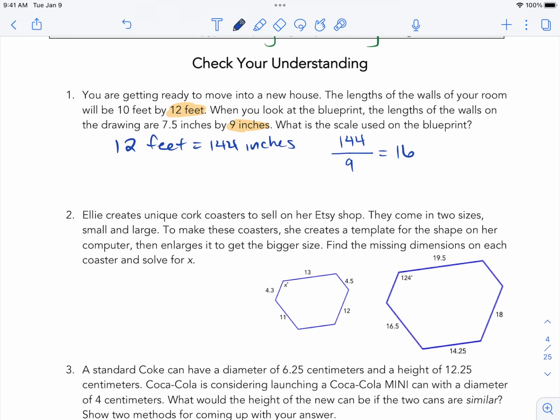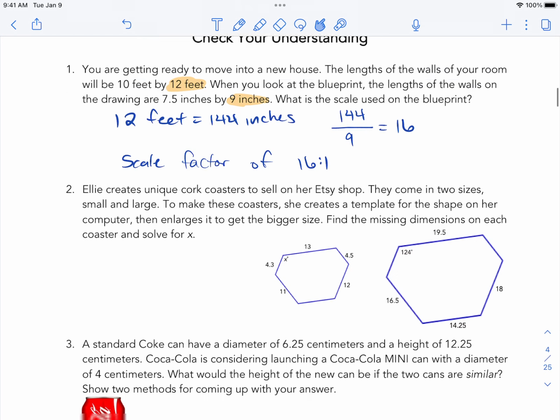And so what that means is it has a scale factor of 16 to 1, or 16 over 1. Okay? 16 to 1 is just a way of writing a ratio. And so we see that for every 1 inch in the blueprint, that's 16 inches in the actual length of the wall. And so that's where we see the scale factor from 9 to 12 is we would take that, whatever the inches is, times 16 to find that scale factor.